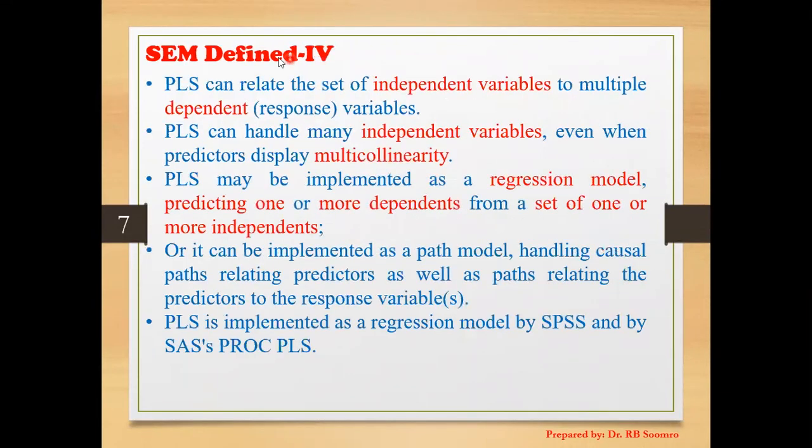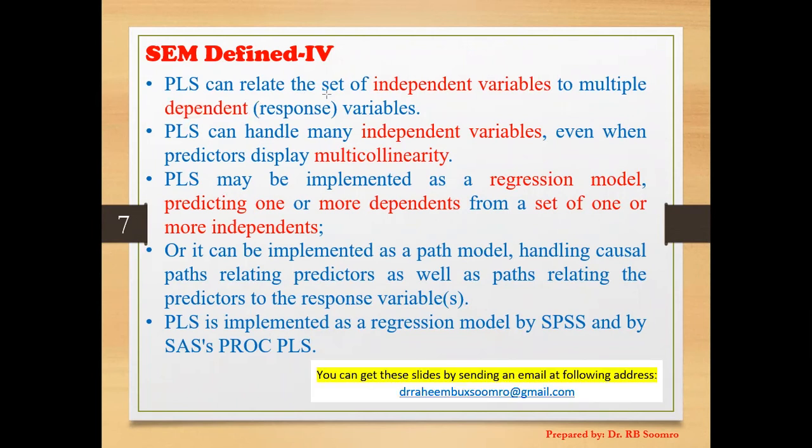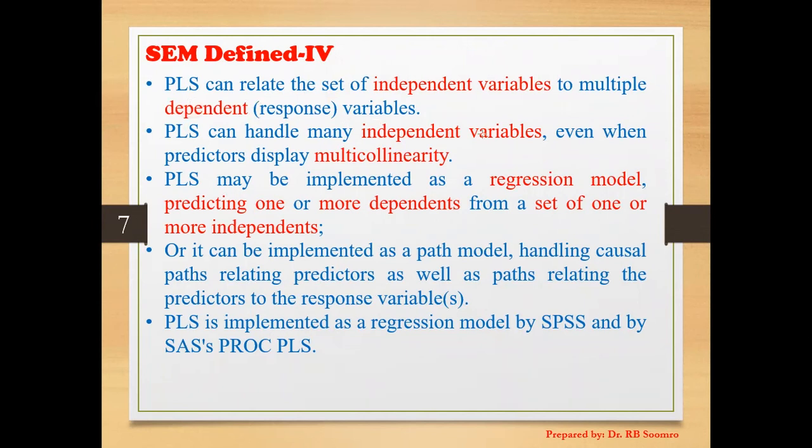Another important thing is that PLS can relate the independent variables to multiple dependent variables. There is more than one dependent variable. Here, the word response is also another word for the dependent variable. This type of bandwidth was not available in the first generation software, especially in SPSS. PLS can also handle independent variables even when there is multicollinearity. Even if there is high multicollinearity among the independent variables, it is not an issue for partial least squares because it is a non-parametric technique. So that's why multicollinearity is not an issue for this one.